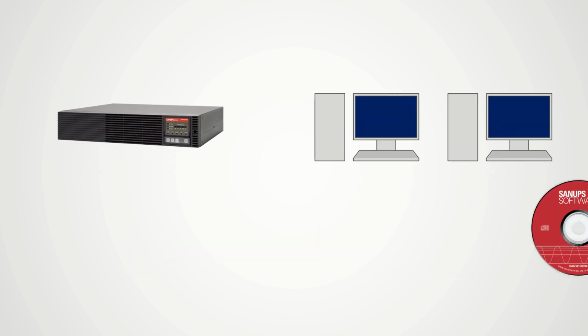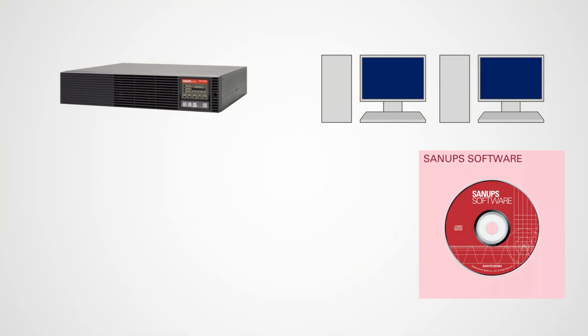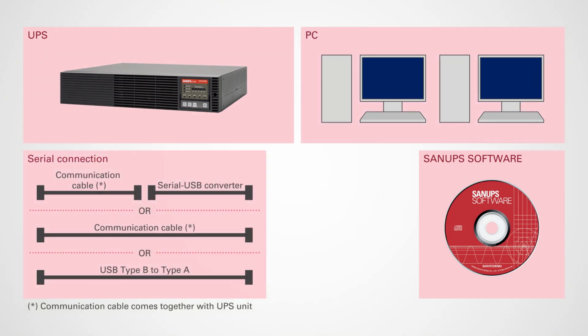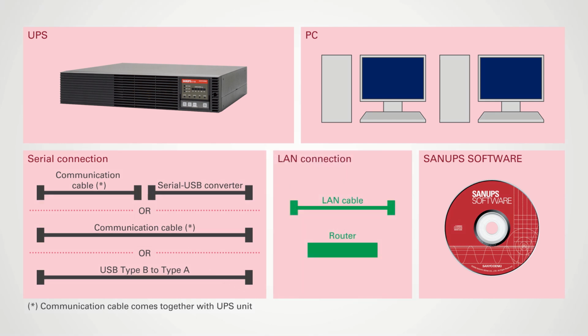Here are the items that you need: SANUPS software installer, Sanyo Denki uninterruptible power supply unit, computers, cables for serial connection, and LAN cables and router for LAN connection.